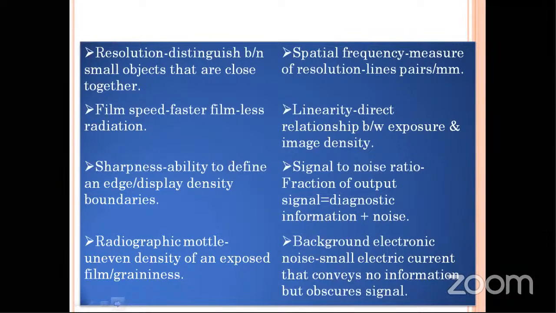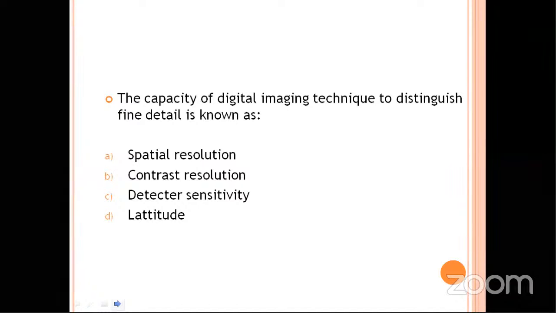So resolution is something where you can actually differentiate between two smaller objects that are closer together. Say for example, your dentine and your enamel. If you're able to distinguish between the dentine and the enamel, then the image is of good resolution. And sharpness is the ability to define the boundaries of the structures. So the capacity of the digital imaging technique to distinguish fine detail is spatial resolution.